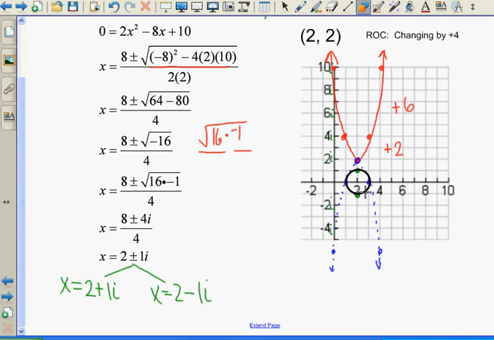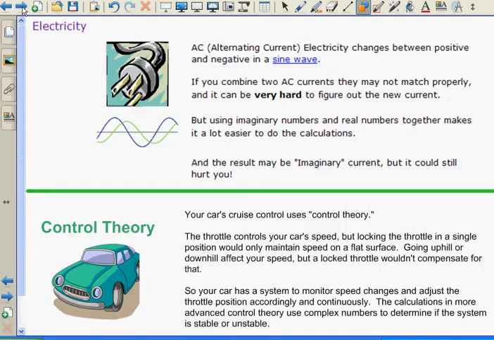Why would we need this? There's going to be no application. And that's why they were called imaginary numbers, because it didn't seem like there was any real world application. But what we know now is that there are a lot. These are just two examples. Electricity is one. Electricity waves are usually sine waves.